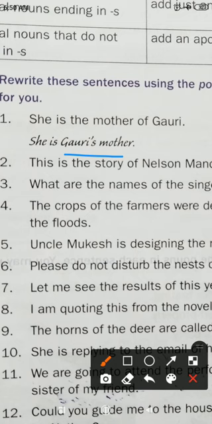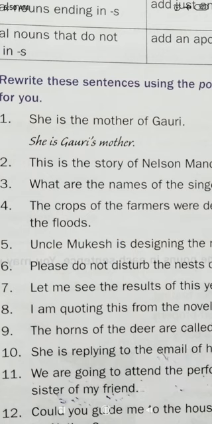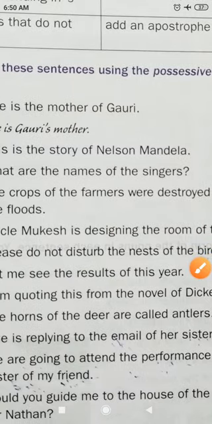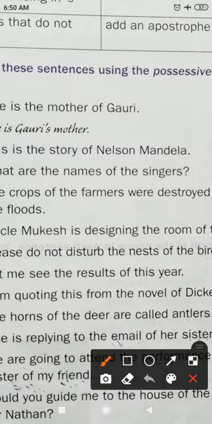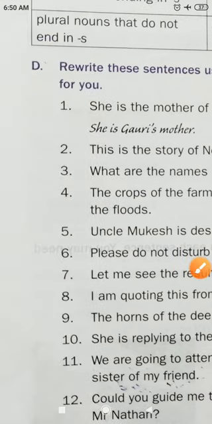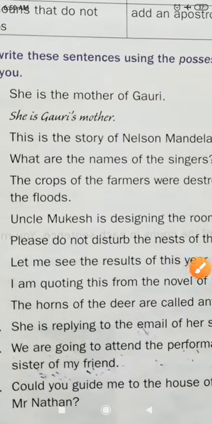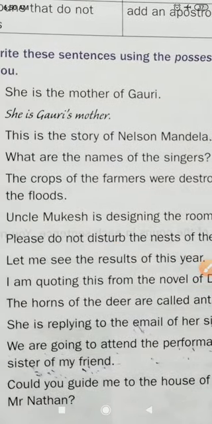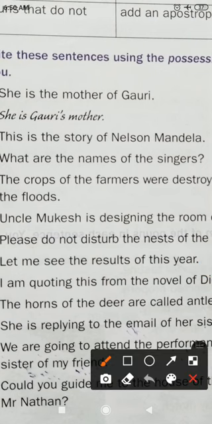This is the story of Nelson Mandela. Dear students, in the possessive case we write Nelson Mandela's. We add s and then write story. Nelson Mandela's story. Now in question number 3, what are the names of the singers? In the sentence we write singers' names. What are the singers' names? Like this.